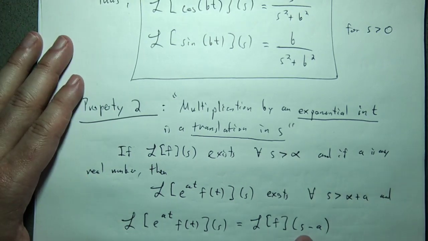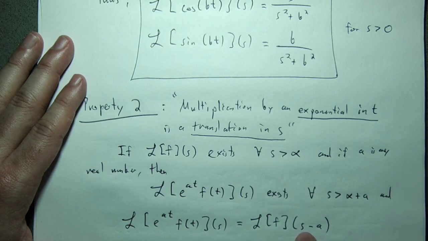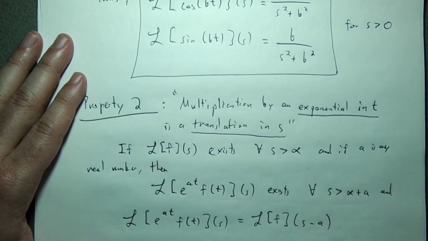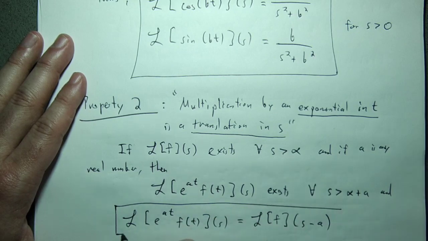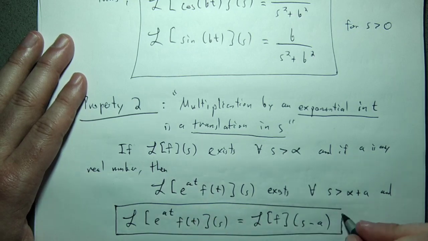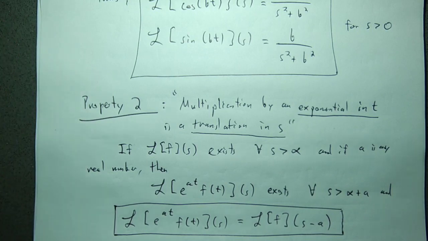So instead of an s being here, I am plugging in s minus a. If you go back to pre-calc for a second, if you have a function f of x, then f of x minus a is a translation, right? a units to the right if a is positive. Okay, so this is a translation in some way.